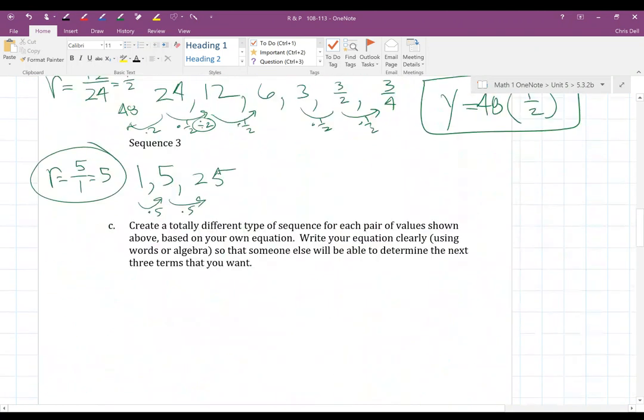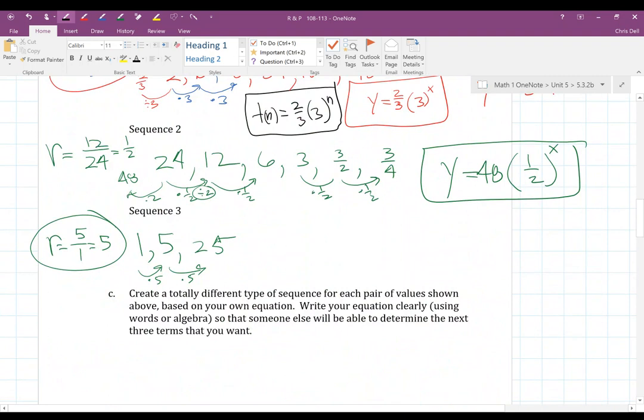So I got cut off here at sequence 3. We were determining the next 4 terms. What we did determine was that the pattern is being multiplied by 5 each time, right? Because that's the common ratio. Remember, to find the common ratio, you take the second term divided by the first term, the third term divided by the second term, right? So you divide consecutive terms, and that's how you find that common ratio.